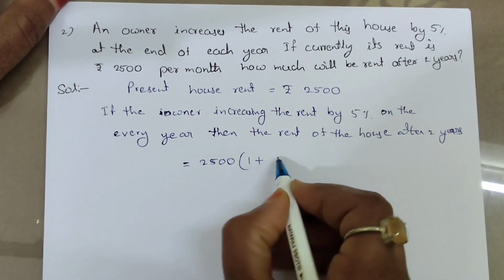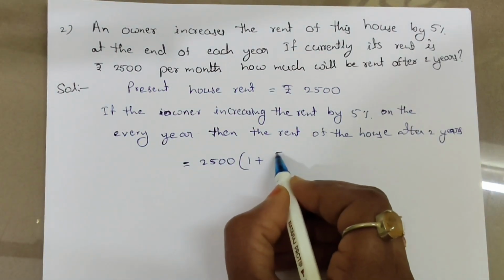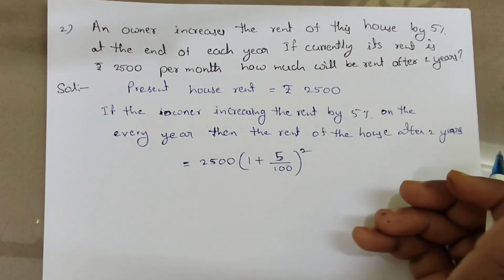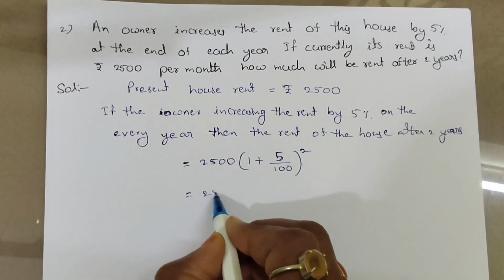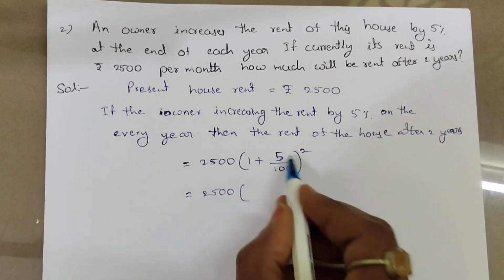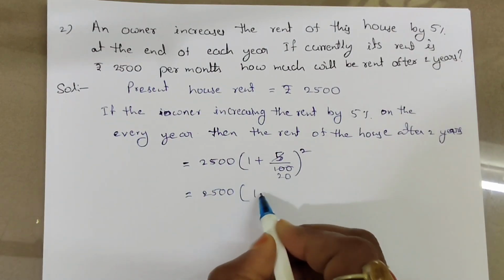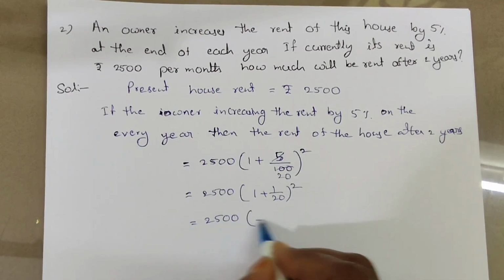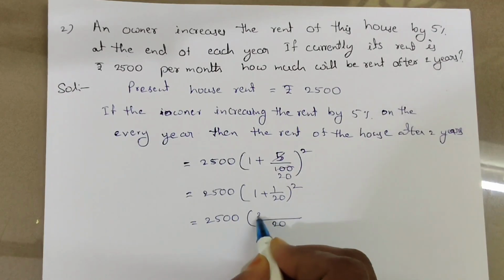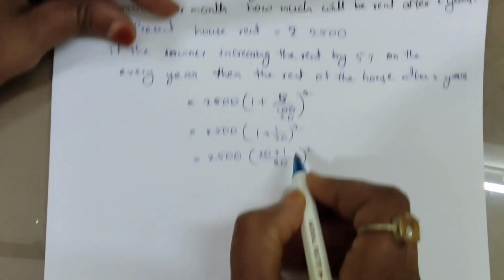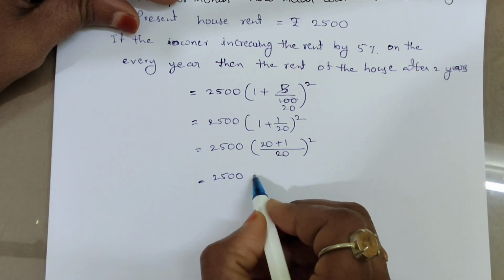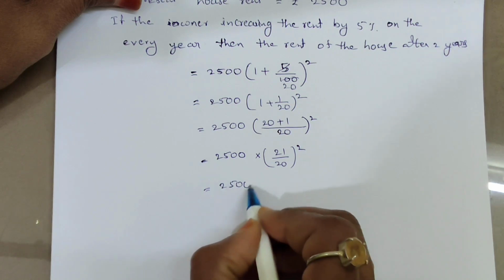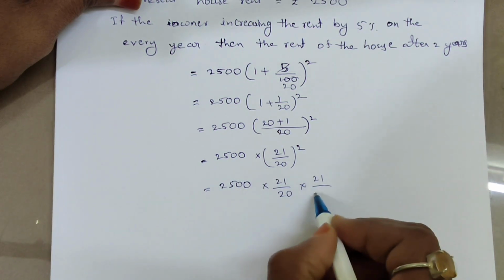After 2 years, so 1 plus the percentage, 5%. The percentage we write as percentage by 100. Here 2 years, so we write the power as 2. Now simplify this one: 2500, 5 ones are 5, 5 20s are 100, so 1 plus 1 by 20, whole square. Now for 2500 we do the LCM: 20 plus 1 whole square. Now we write 2500 into 21 by 20 whole square, 2500 into 21 by 20 into 21 by 20.